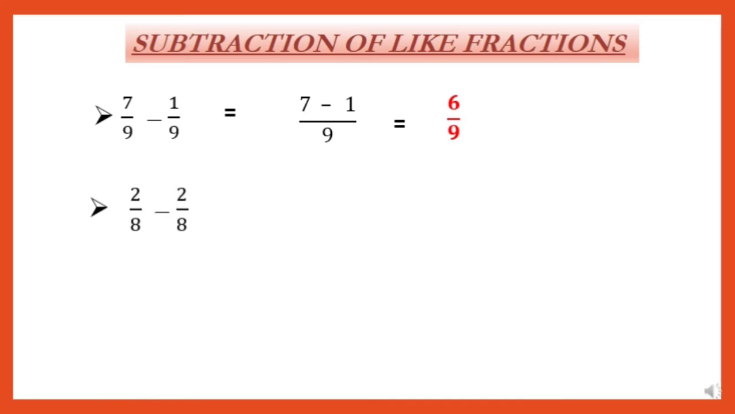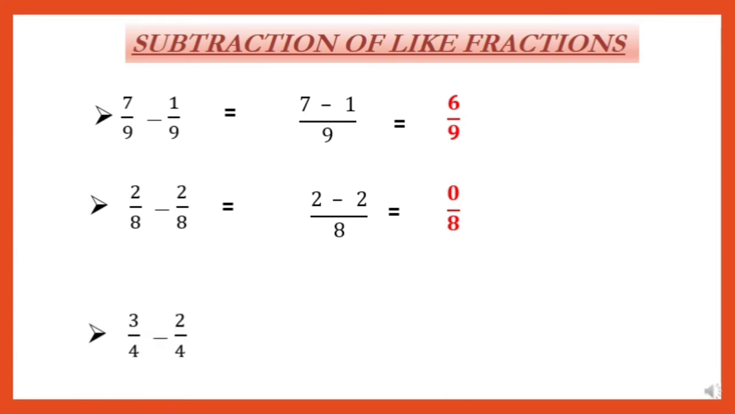The next example, 2 by 8 minus 2 by 8, which will be equal to 2 minus 2 by 8. Subtract the numerators and keep the denominator same. So 2 minus 2 gives us a numerator 0 and the denominator remains the same, that is 8, 0 by 8.